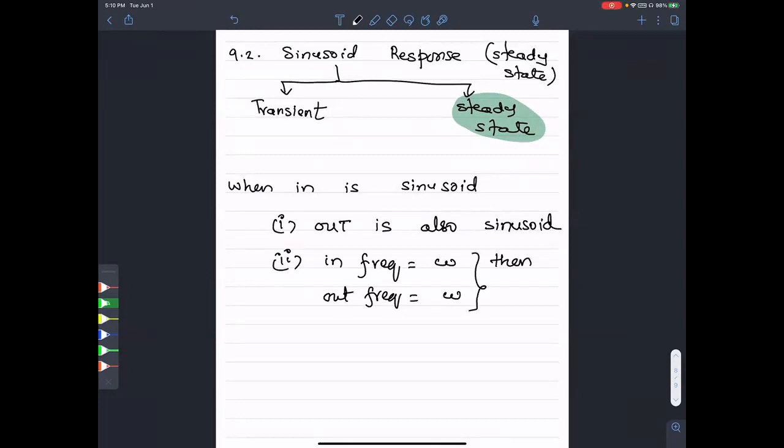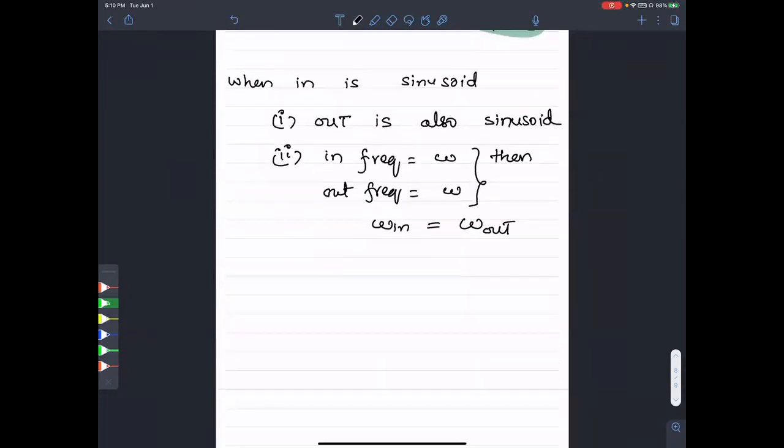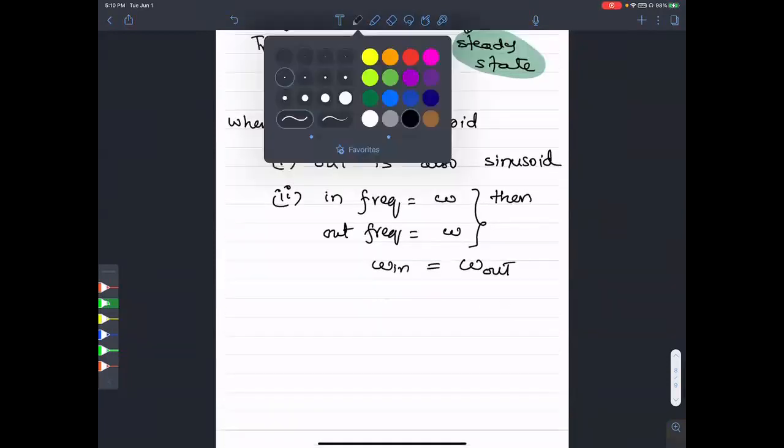In other words, for linear circuits, the input frequency is going to be the same as the output frequency. If you have a linear circuit, it's not going to change the frequency of the incoming input wave. Once it passes through the linear circuit, its output frequency is still going to remain unchanged. So that's the second characteristic.